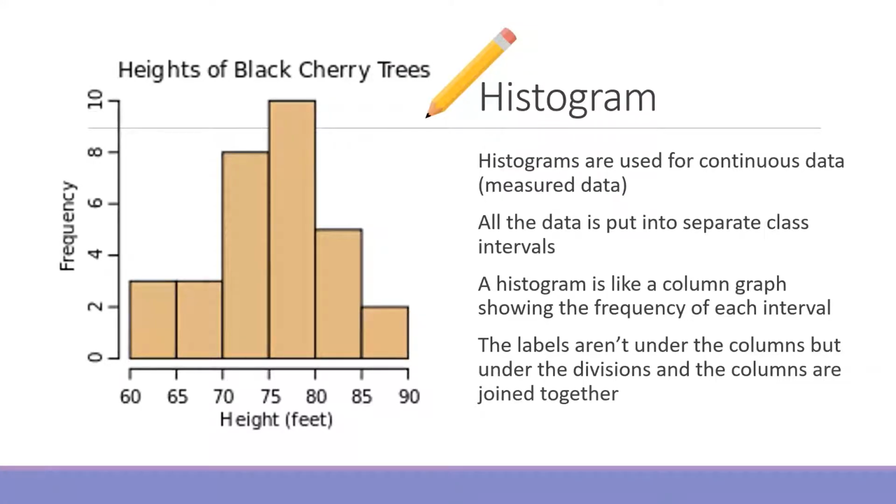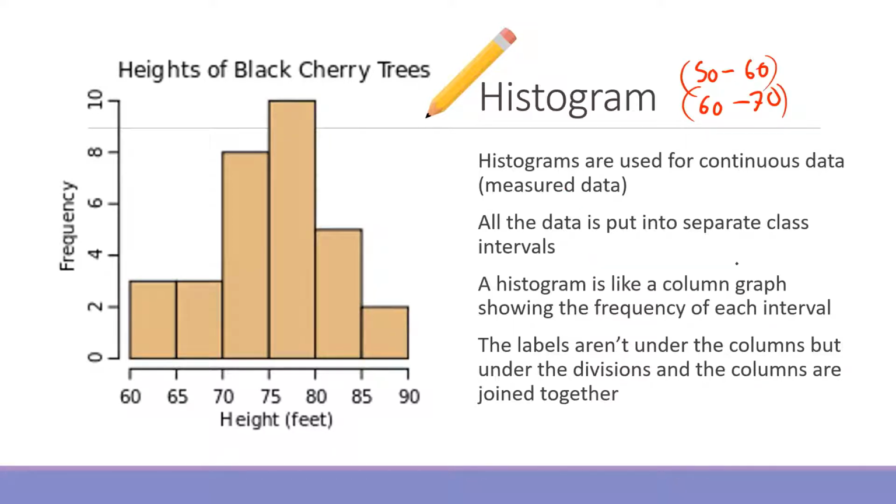Histograms are used for continuous data or measured data usually. All the data is put into separate class intervals. Remember what a class interval is, like when we're doing something like between 50 and 60, and then between 60 and 70. That is a class interval. It's a group of values.